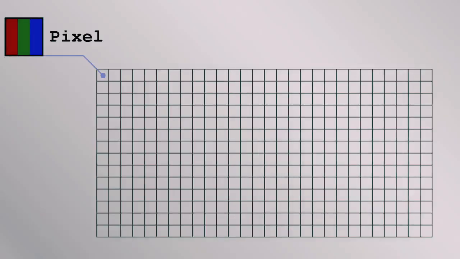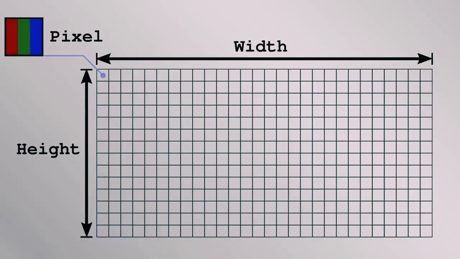A little spot composed of 3 colors like this, no matter what technology is used, is called a pixel. A display has pixels arranged in rows and columns to form a 2-dimensional grid. For example, this video at maximum resolution is 1920 pixels in width by 1080 pixels in height.